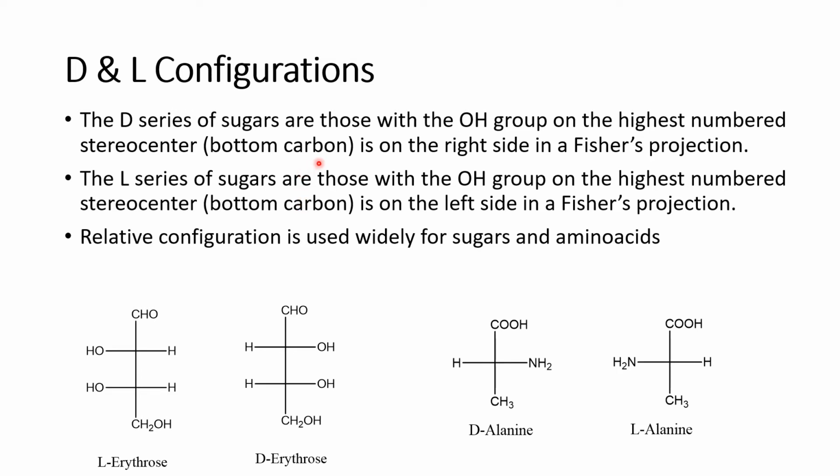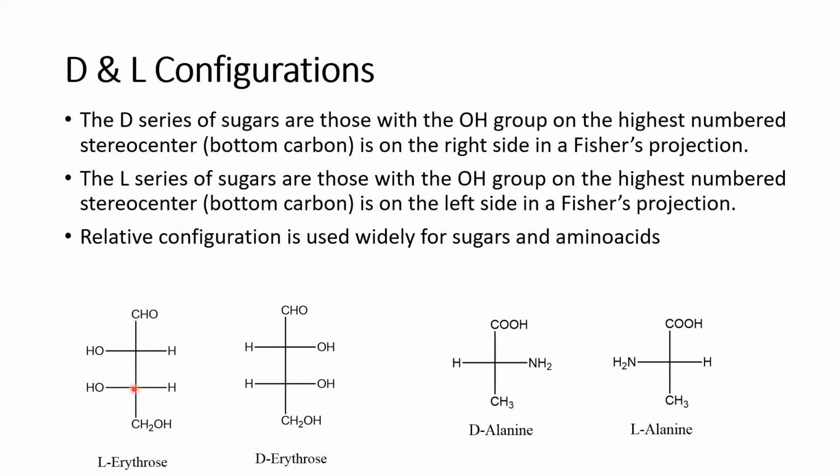So they have chosen a functional group, it may be an OH, it may be an NH2 or any other functional group which is present on the highest numbered stereo center, or the bottom carbon. Okay, so if you see this, this is the carbon. There are two stereo centers here. So the highest number is this one and this is the second one. Therefore, this is called the highest numbered stereo center, or from the bottom it is the first one.